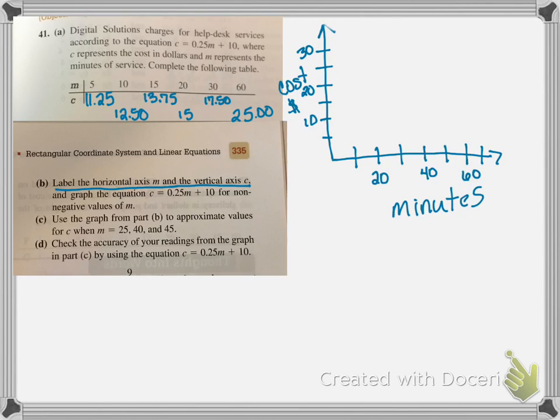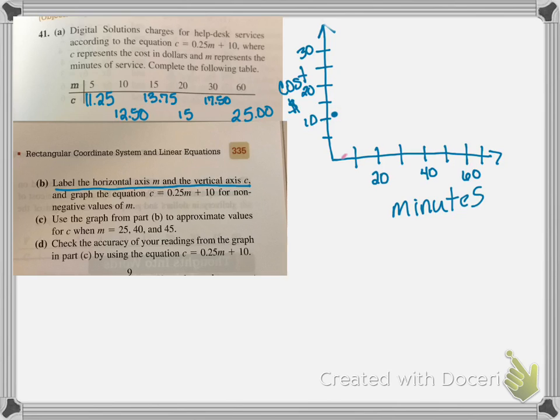So I have 5 minutes, and 5 minutes is going to be, let me see if I can make this a little bit darker. Okay? 5 minutes is going to be about right here. Okay? Do you see that mark right there? 5 minutes is going to be about right there. And I need to go up to 11.25. So 11.25 is going to be just past my 10. So that's going to be my first point on my line. It's about right there.